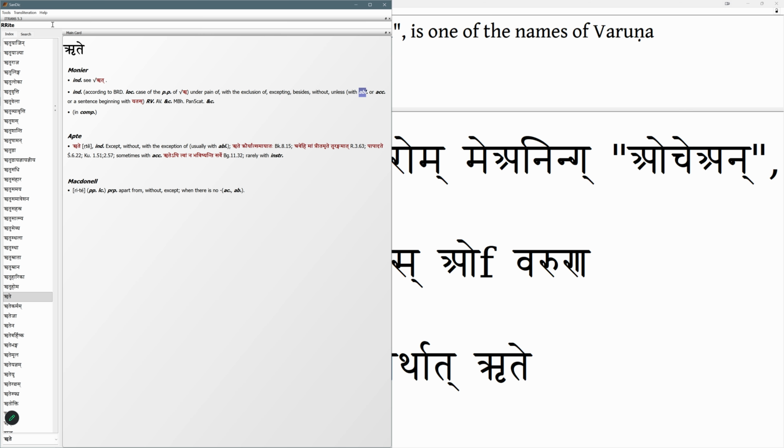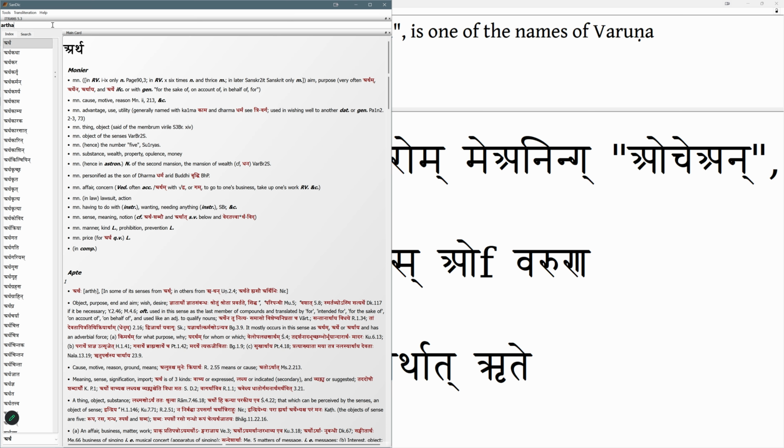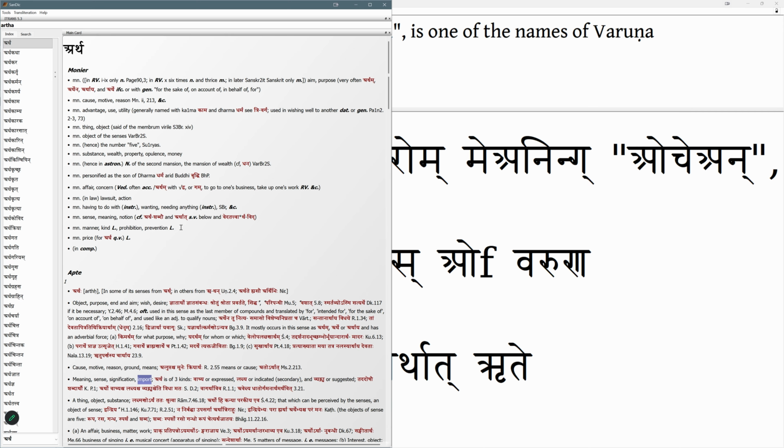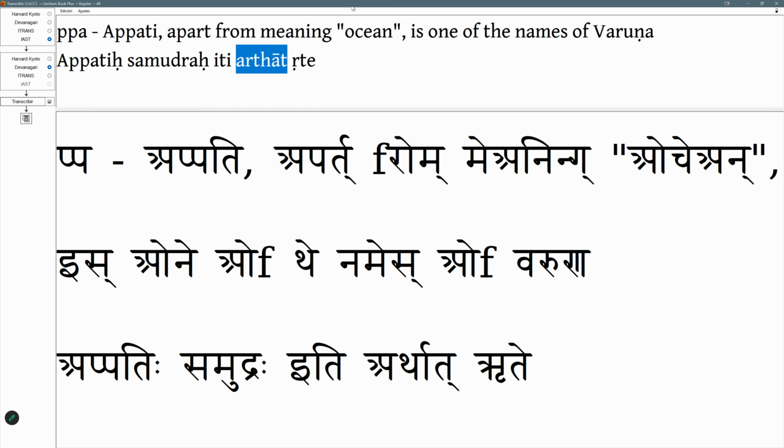Well, we check, artha has many meanings, but one of the meanings is meaning. So artha, aim, purpose, cause, thing, substance, meaning, sense. It's masculine or neuter. The gender, sense, meaning, signification, import. Okay, so artha is meaning. So we'll try to decline artha.